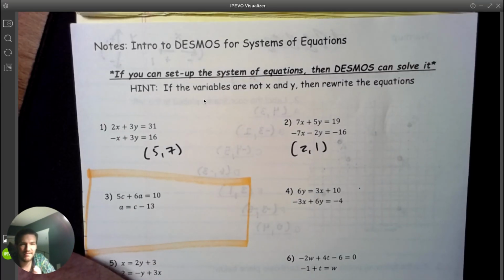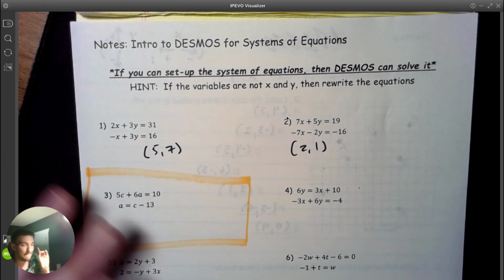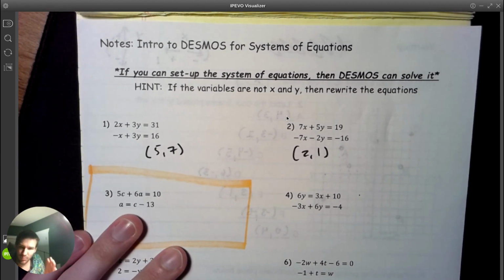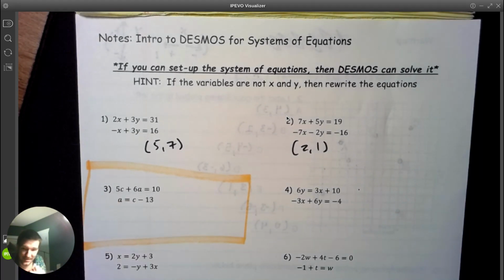Hint: if the variables are not x and y, then rewrite the equations. So we just need to switch them out. We just need to trade out our 2 letters for x and y. But super important, listen to me. This is very important. The first letter in the alphabet needs to be X. Whichever letter comes first, it's got to be X.